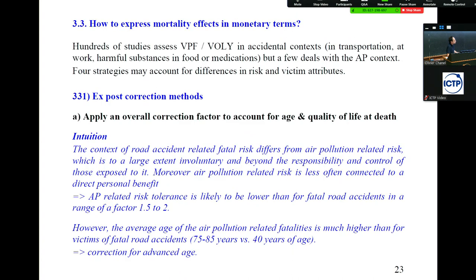So how to express mortality effects in monetary terms? There are a lot of studies in various fields: transportation, at work, regarding medication, but specific to the air pollution context, there are very few studies. So we can have four strategies to account for differences in the risk and differences in the victim attributes. I will briefly present them. Two are ex-post correction methods, two are ex-ante correction methods.